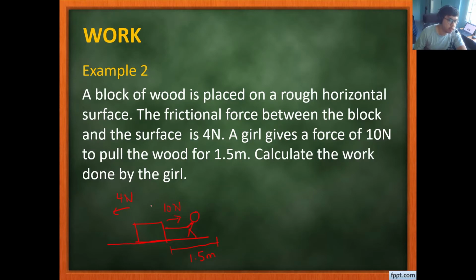Now there are two forces here, which is the friction force and the pulling force. Which force should you use for the formula of work done? So work done is force times distance. Which one do we use for the force? Now the force is the force exerted by the object or by the person doing the work.